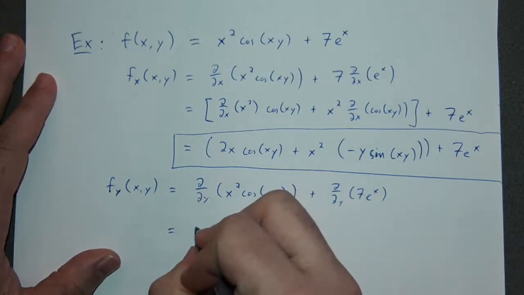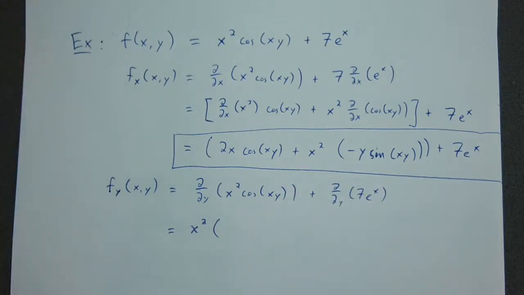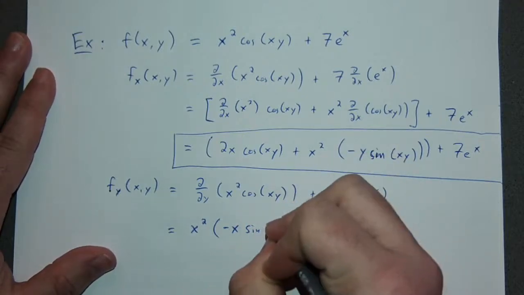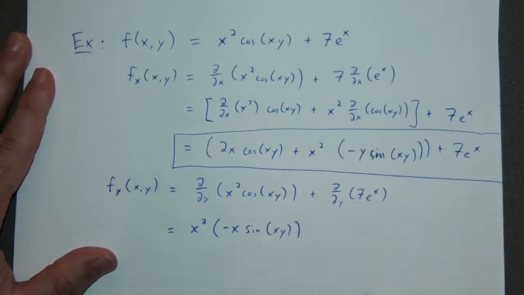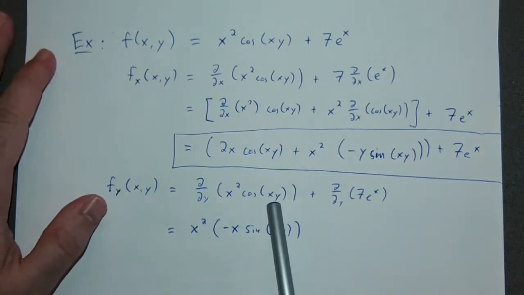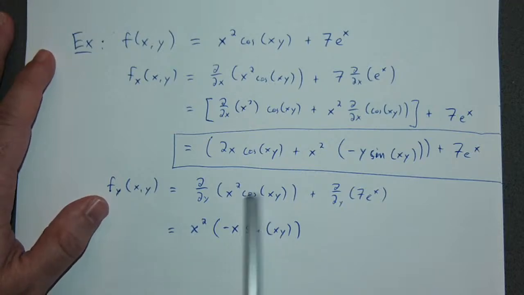So I would have x squared times, what's the derivative of cosine of xy with respect to y? Similar to here, it's going to be minus x sine of xy. So this is the chain rule, right? I'm taking the derivative of what's inside and multiplying by the derivative of what's outside with what's inside plugged in again. So the derivative of cosine is minus sine, and the derivative of xy with respect to y is x. So this is minus x sine of xy.